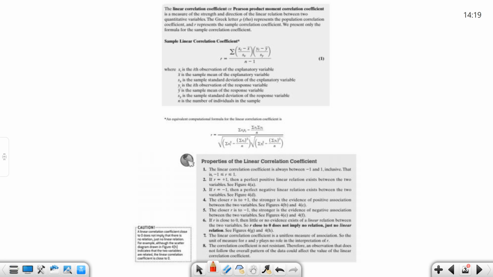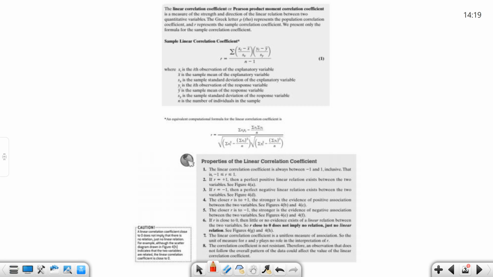So if you have outliers, things that are way off by themselves, or something close to an outlier, then it can affect the correlation coefficient. It is not resistant. So here's a caution. A linear correlation coefficient close to 0 does not imply there's no relation, just no linear relation. That was in number 6. We want to caution and say that again here.